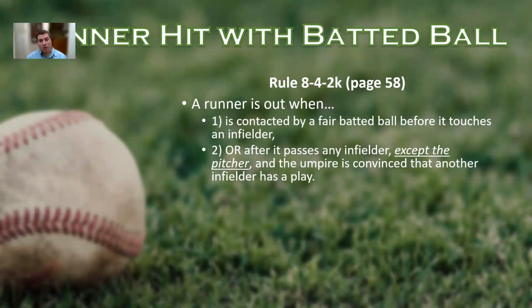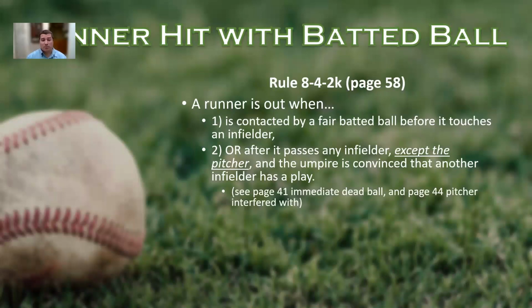So if a runner is hit with a batted ball before it touches the infielder, or if it passes an infielder, but another infielder has a chance at getting it, and he's hit there. Thinking like, between first and second, say your first baseman is playing up, but your second baseman is playing back, and the ball goes between the two. That could be a possible spot. In the rule, it says parentheses 5-1, 1F, 6-1-5. That talks about immediate dead ball, and then the pitcher is interfered with. Those are just further clarifiers, but it really doesn't matter as far as what we're working on, okay?